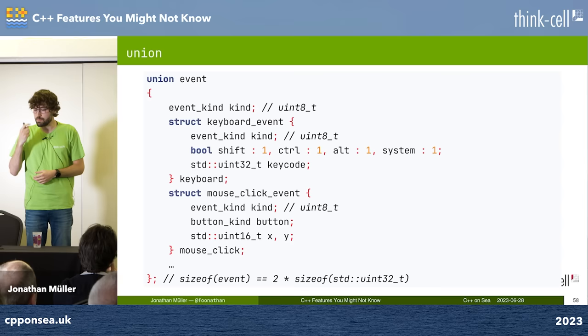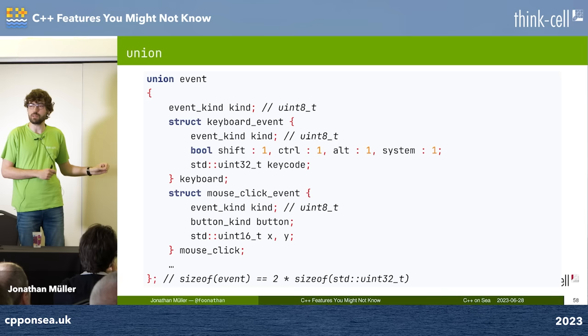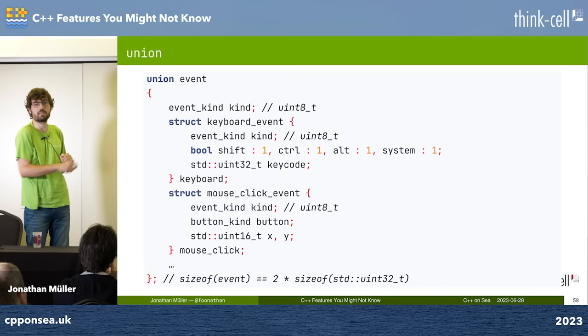This means that you can write the event like so. You've got the event kind as one alternative, then the first member of the keyboard event, and then the first member of the mouse event. And now the event enum is part of the common initial sequence of all union variants. So you can just write dot kind regardless of which member is active. And this is completely well-defined code. And we got rid of the padding, because we now use the padding inside the struct that was there anyway.